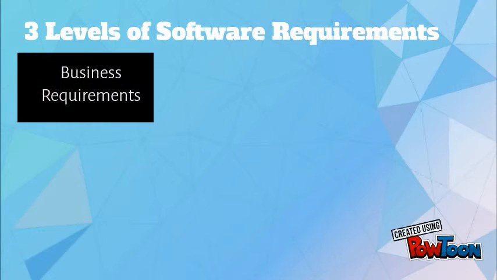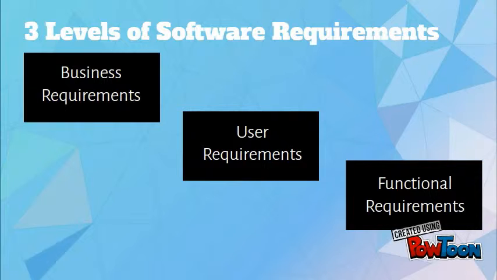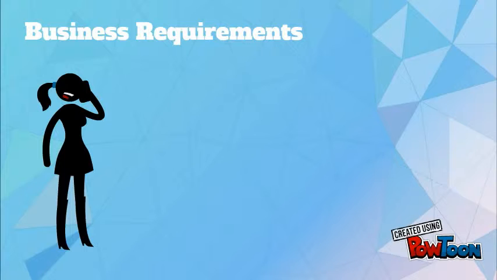Now, let's proceed with the three levels of software requirements. The first level is the business requirements. Next is the user requirements. And the third one is the functional requirements.